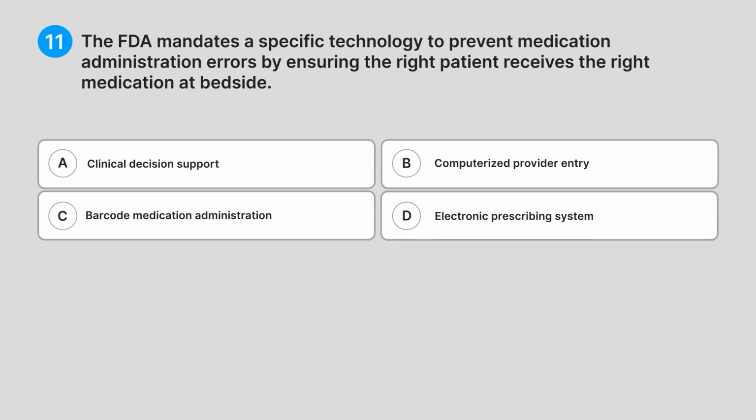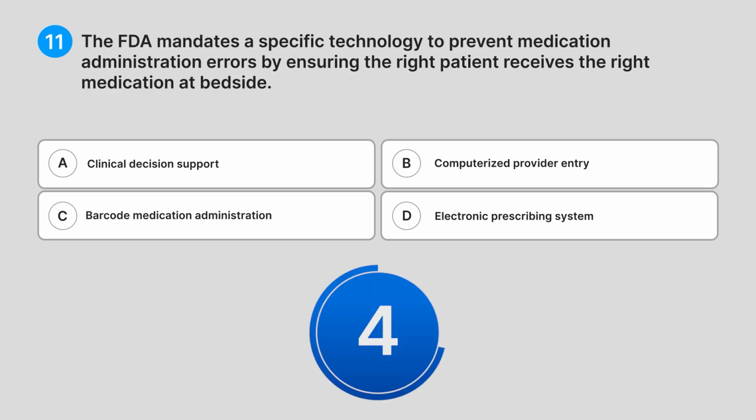11. The FDA mandates a specific technology to prevent medication administration errors by ensuring the right patient receives the right medication at bedside. A. Clinical decision support. B. Computerized provider entry. C. Barcoded medication administration. D. Electronic prescribing system. Can you guess the answer?